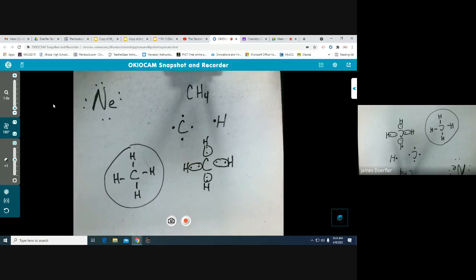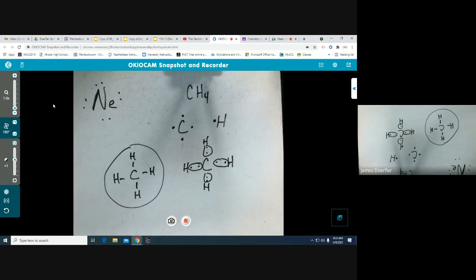But that's not the overall question that we are to do. Yes, we had to figure out what the Lewis structures were for each substance. But now we have to compare the neon and the carbon.